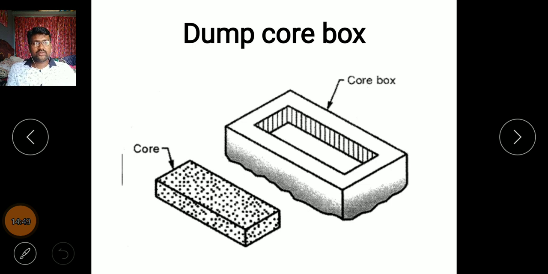As observed in this diagram, here it is the core. It is prepared by using the core box. Based on the shape of the core, we have to prepare the core box by using wood or metals in different shapes. Rectangular, square or trapezoidal sections can be made by using the dump core box.